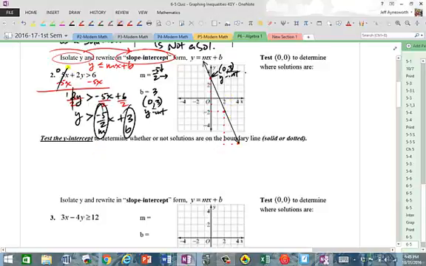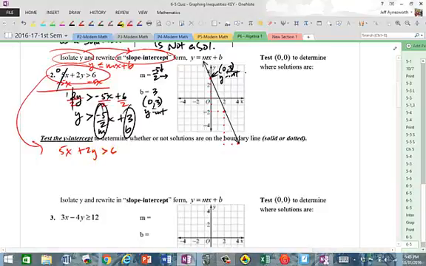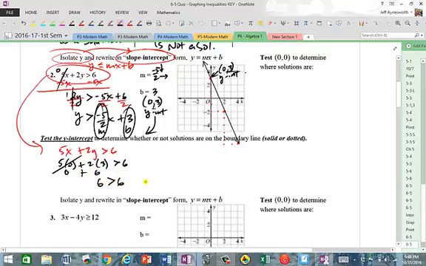So let's test it. And you always test it in the inequality here. Okay, so let's test it in 5x plus 2y greater than 6. Always test it in the original. So I want to test my y-intercept. So it's 5 times 0 plus 2 times 3. Is that greater than 6? Well, let me see. 0 plus 6 is 6. And is 6 greater than 6? And I say false.